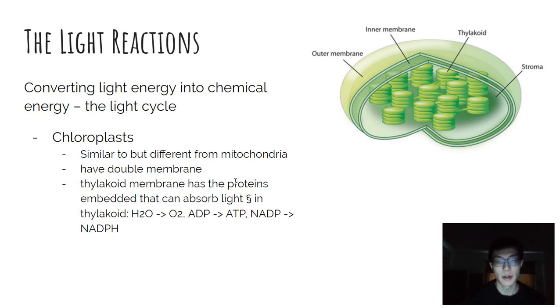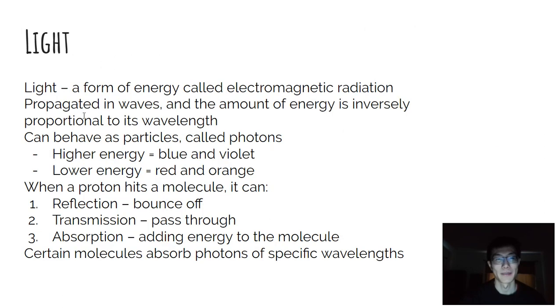We have proteins embedded in the thylakoid membrane that absorb light, and they basically allow this reaction to occur over here. So water is turned into oxygen, and then ADP is turned into ATP, and NADP into NADPH. That is what's going to be happening and what we're going to be discussing in gruelingly specific detail in the next couple of minutes.